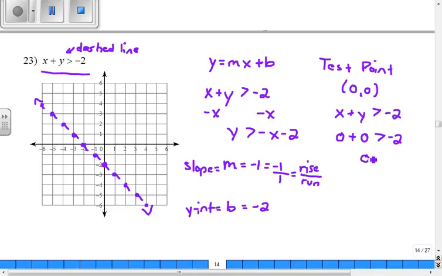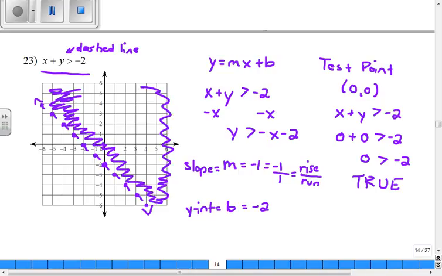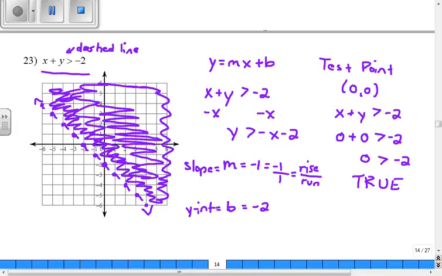0 plus 0 is 0. Is 0 greater than negative 2? Yes, it is. That's a true statement. Looking over here at my graph, 0, 0 is right here. So I'm going to shade the side that contains 0, 0, which is this side right here. And I've completed my linear inequality.